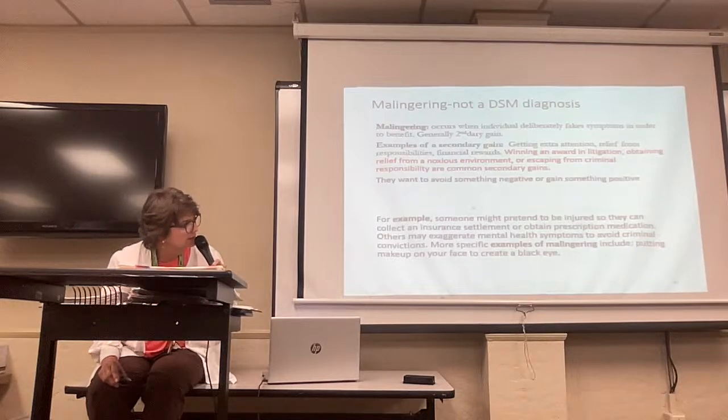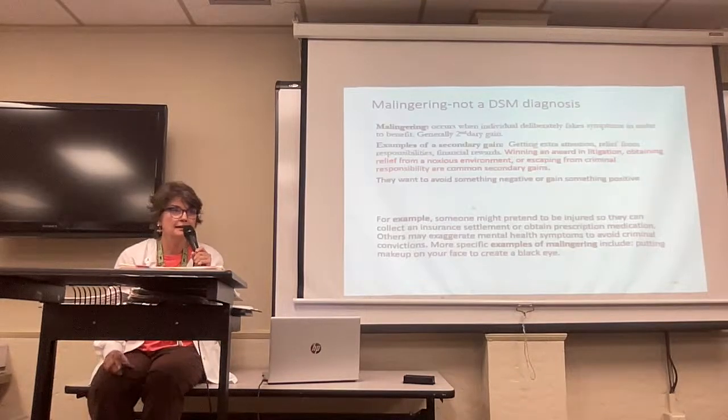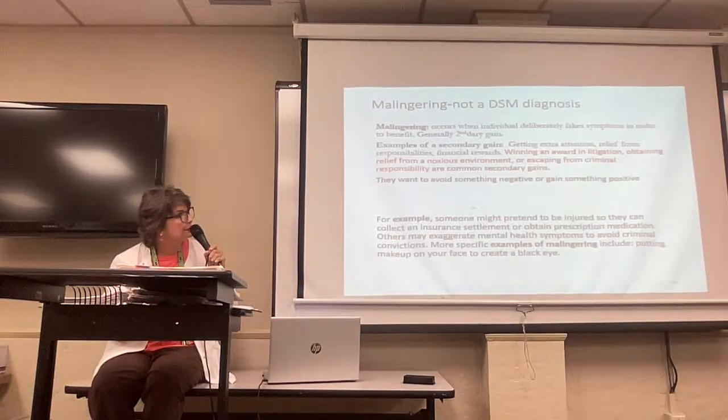More specific examples of malingering include putting makeup on your face to create the look of a black eye. These are people in psychiatry that we don't like because they're trying to fake something that isn't true. They're trying to get away with something bad. So we want to separate them from those people who are truly mentally ill.